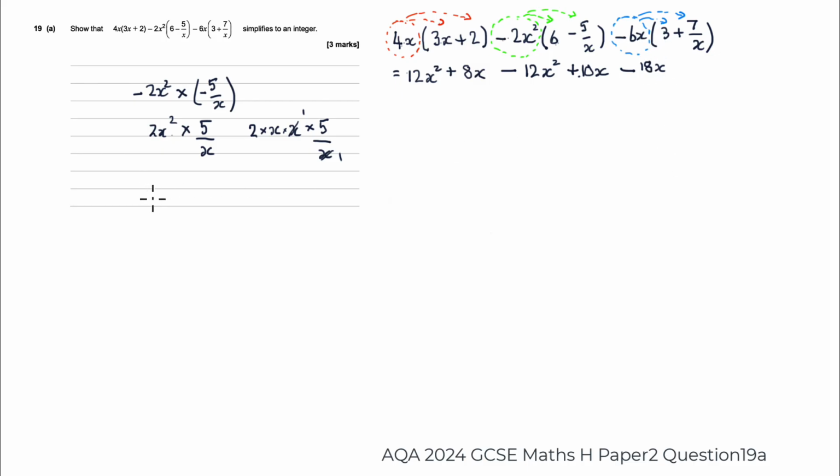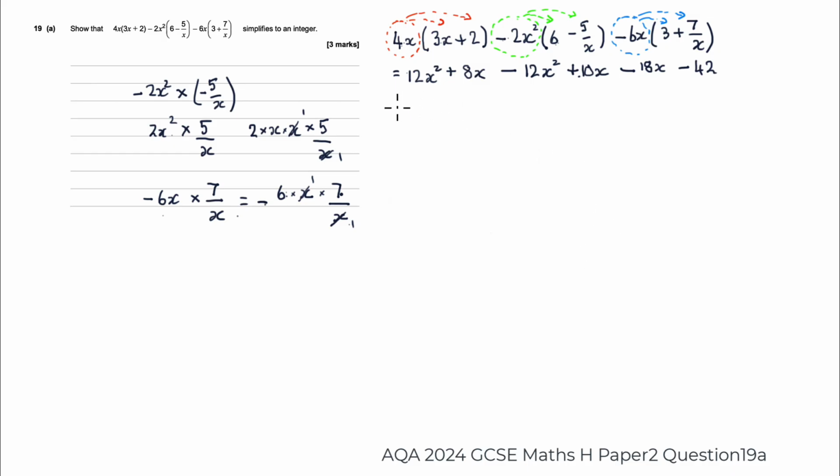The next one deserves its own little bit of working out. Negative 6x times positive 7 over x. Now, negative times positive, the answer is going to be negative. And let's think of this as a fraction. There's a 6 times an x times a 7 on the top, and there's an x on the bottom. And again, there's cancelling, top and bottom. x into x goes 1, x into x goes 1. And we've got 6 7s, 42.